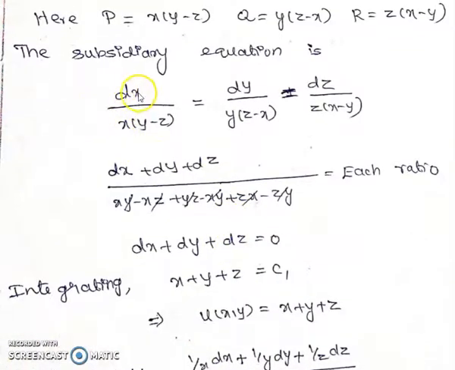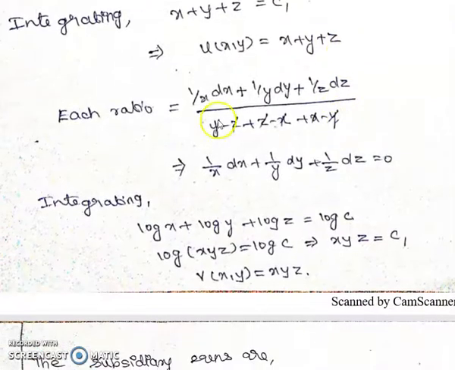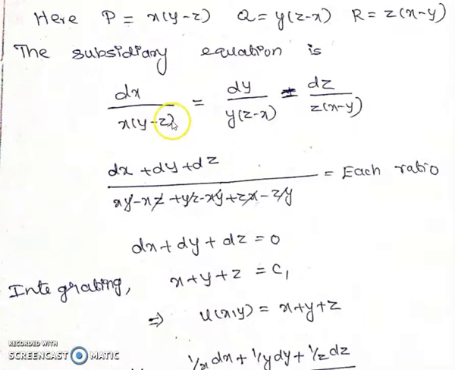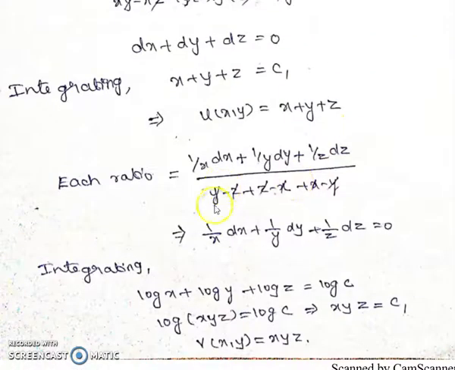So 1 by x into dx, 1 by y into dy, 1 by z into dz. Then add the numerator 1 by x dx plus 1 by y dy plus 1 by z dz. Divide by the denominator, if you add y minus z plus z minus x plus x minus y. So here also plus y minus y cancel, plus z minus z cancel, minus x plus x cancel. So remaining 1 by x dx plus 1 by y dy plus 1 by z dz.